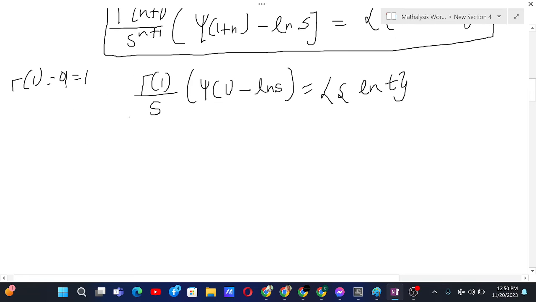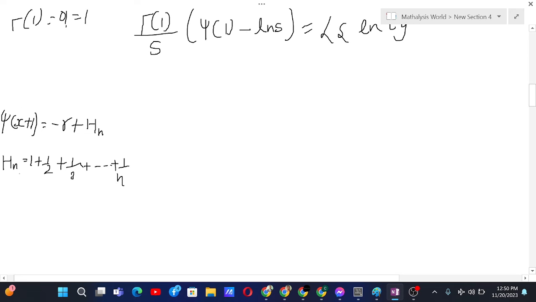And to find digamma of 1, we invoke the most beautiful result in mathematics, that is digamma of x plus 1 equals negative of the Euler-Mascheroni constant plus Hn, where Hn is the nth harmonic number, that is Hn equals 1 plus 1 by 2 plus 1 by 3 up to 1 by n. This is Hn. And if you want proof of this, it's over here in the tab. Go through this link, and I've derived it from very scratch, from very basic. Now if we have this result, we can easily find digamma of 1.